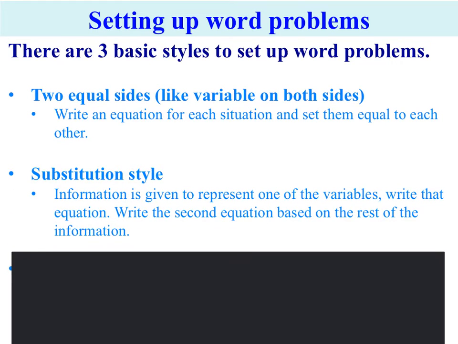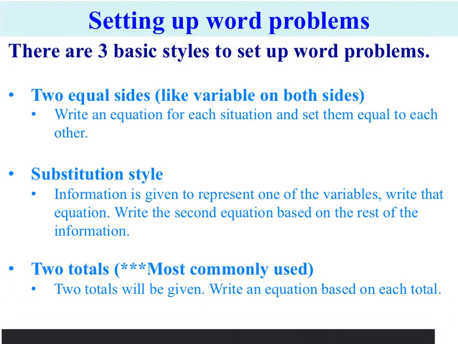Second style is using substitution. This is going to be when you have information given to represent one of your variables. You'll write that equation first, and then you'll write your second equation based on the rest of the information. So basically, they're going to tell you that something is equal to something else, which is set up to be a substitution style word problem.